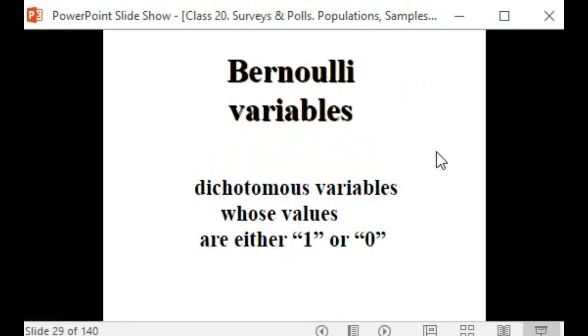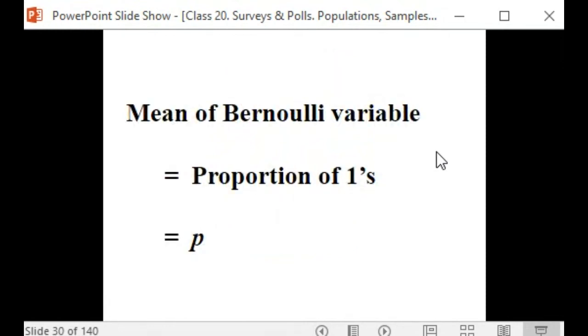We use p and q when we're dealing with a Bernoulli variable. A Bernoulli variable is a dichotomous variable whose values are either 1 or 0. The mean and standard deviation of a Bernoulli variable are easy to find. The mean is equal to the proportion of observations that are ones, and it's also equal to p.